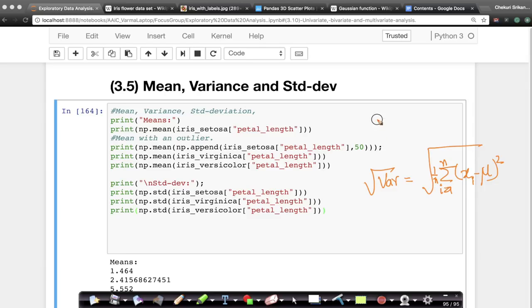Sorry, I think I made a small mistake earlier. The variance formula is the average value of... I think I forgot to put this 1 by n earlier, right? So this is the formula for variance. What it's saying is, what is the average square distance? So this is averaging, right? Variance is saying, what is the average?